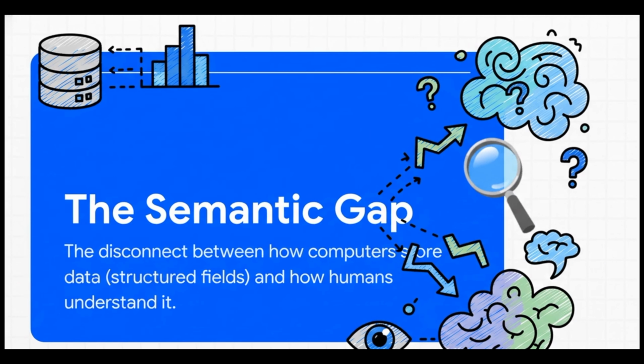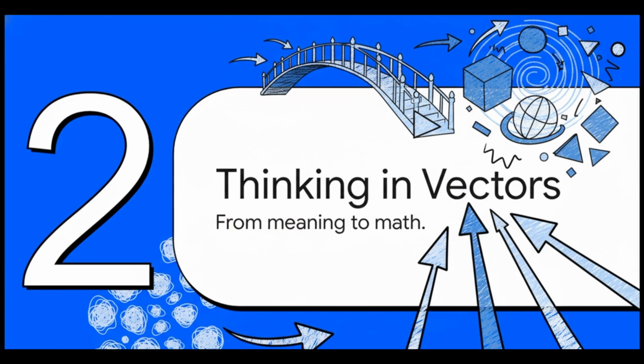And this fundamental disconnect actually has a name. It's called the semantic gap. It's this chasm between how computers store data in neat, structured boxes and how we humans understand it with all its context and nuance and meaning. And that gap is the exact problem that vector databases were invented to solve. So how do we build a bridge across that semantic gap? Well, the answer is genuinely fascinating. We have to start thinking about our data in a totally new way. We have to translate its meaning into the universal language of math.